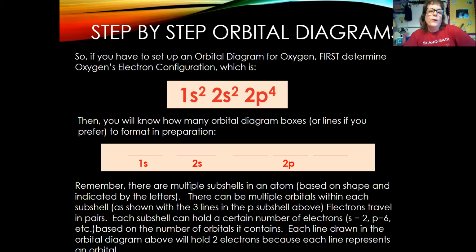All right, so figure out your electron configuration. So we're going to use oxygen, okay, since we've been working with that. So first determine that. Okay, then you'll know how many orbital diagram boxes or lines to format in your preparation for creating your orbital diagram. So we're going to need 1 line for the 1s2, we're going to need 1 line for the 2s2, and this is a p orbital, so remember we said p orbitals get 3 lines or 3 boxes because they can hold up to 6 electrons. So for the p's, you're going to have 3 lines or 3 boxes.